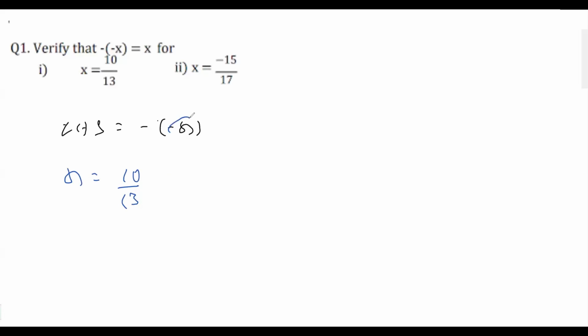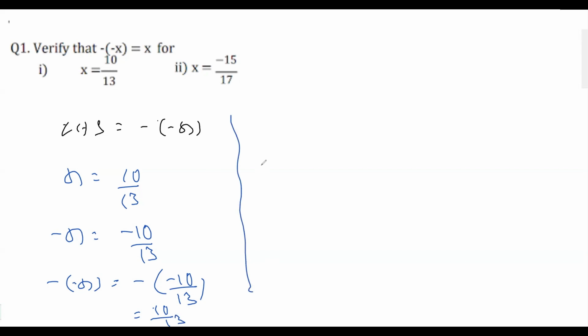Now check, we have to get a minus of x. So minus x will be what? Minus 10 over 13. Now, in the next part, we need another minus over it. So if I put a minus sign over it, minus of minus x will be minus of minus 10 over 13. On multiplying these two minus signs, you'll get positive 10 over 13.